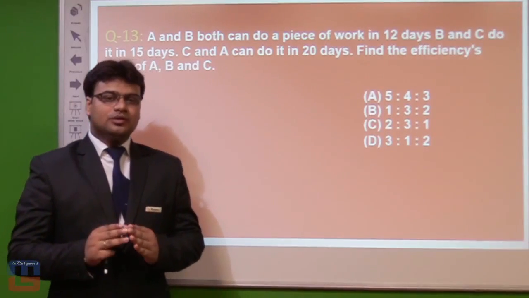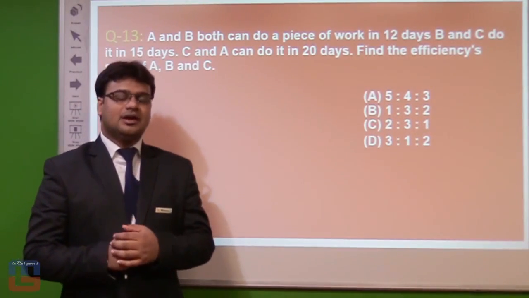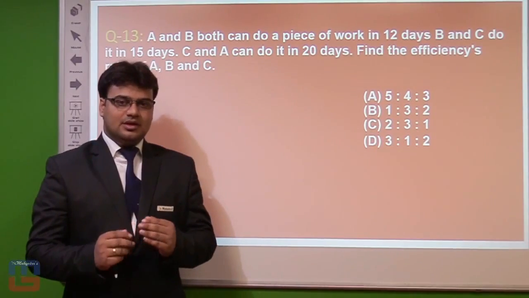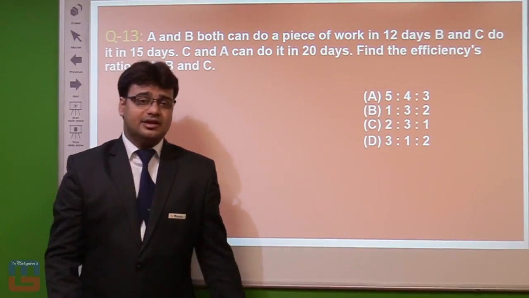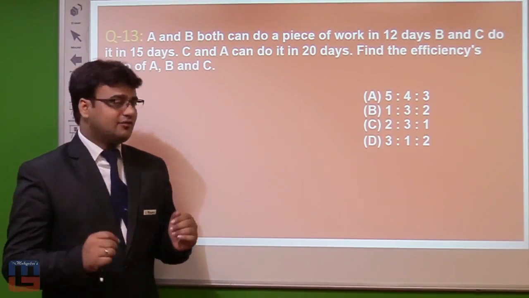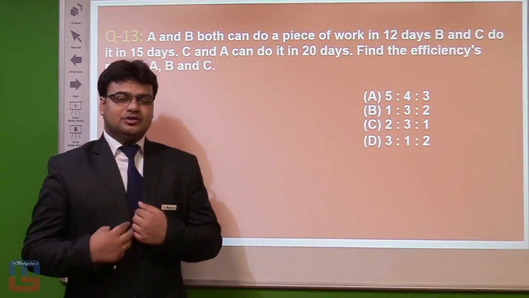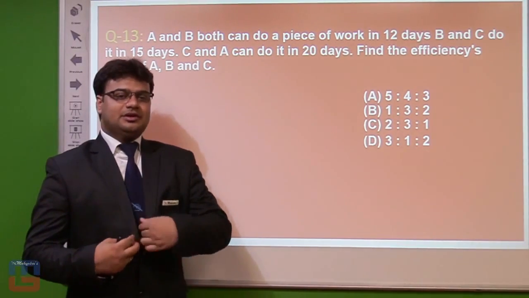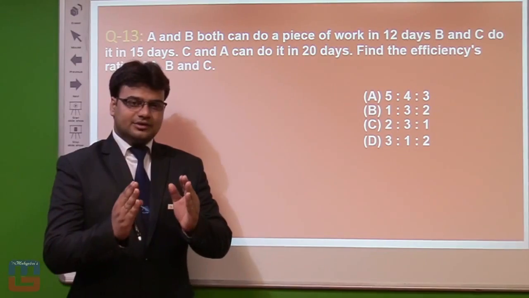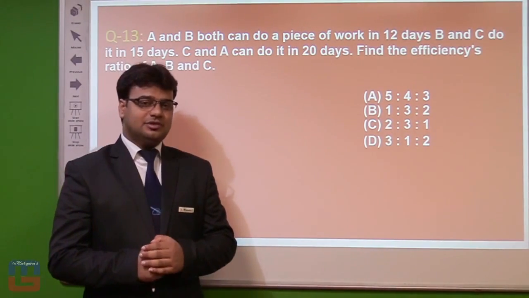A and B both can finish a work in 12 days. B and C in 15 days. C and A in 20 days. Find the efficiency of A, B, C. That type of question we solve. This type of question is based on work and time. We require the efficiency ratio of A, B, C.